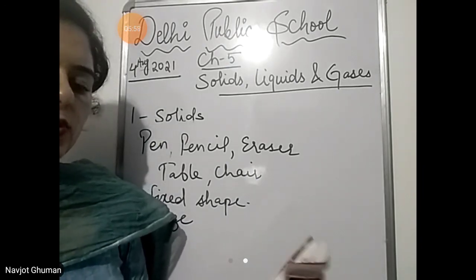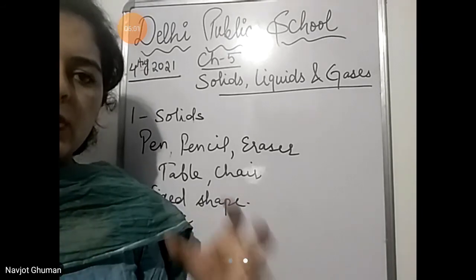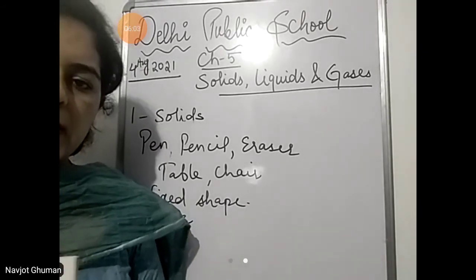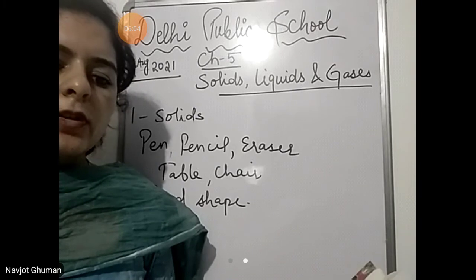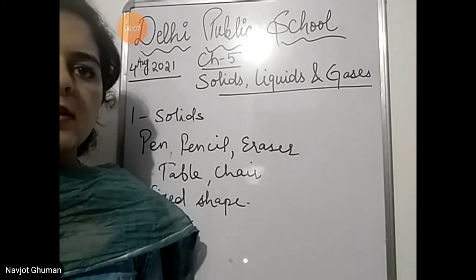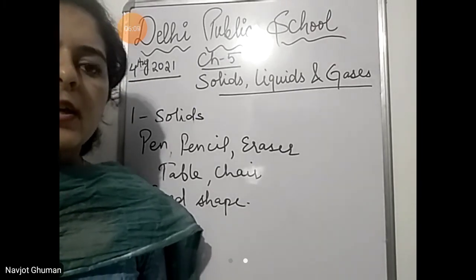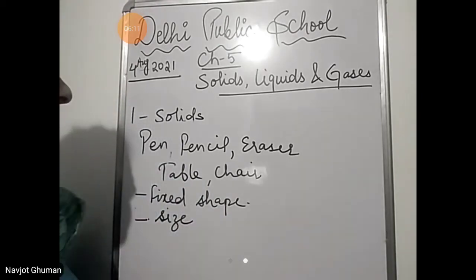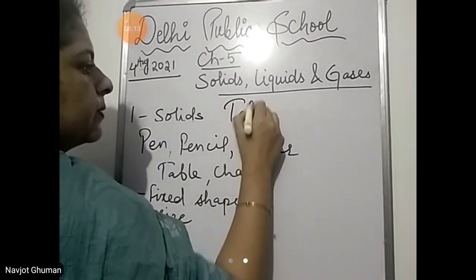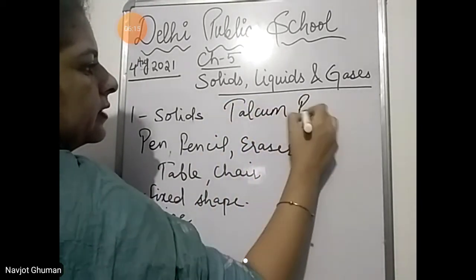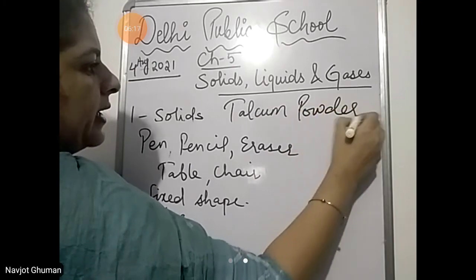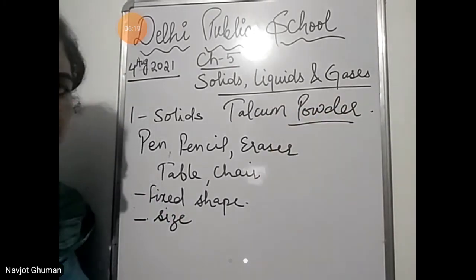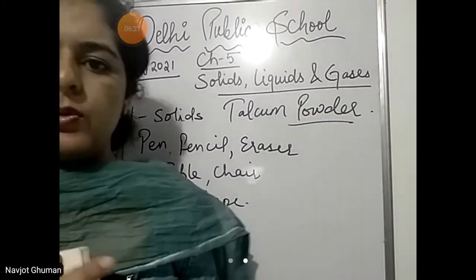Solids can be ground to a powder. Solids को हम powder की form में convert कर सकते हैं. And then they can flow through the holes of the container. Example, talcum powder. Talcum powder आपको पता है what is talcum powder बेटे? Talcum powder is body powder. In summers, you apply this powder on your body. जो body पे लगाते हैं powder, that is talcum powder.